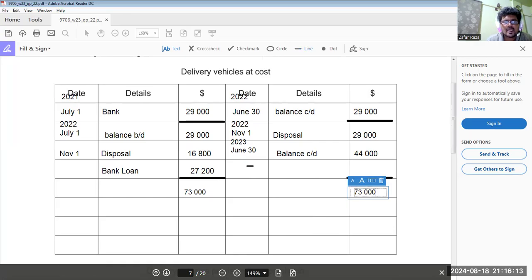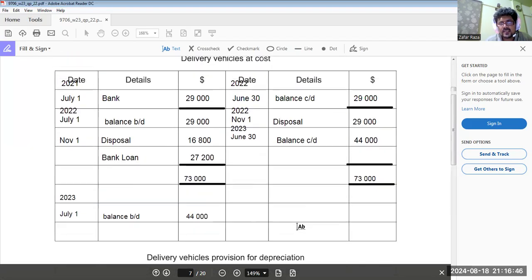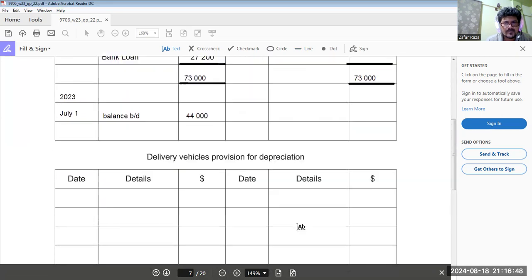Okay. So account is closed. Please, all my beloved students, whenever you are making an account in your paper, don't forget to write balance BD. Okay. That is on 2023 July 1st. Balance BD 44,000. Now the cost of new vehicle can be seen on RTL 44,000. Getting my point clear? Okay.